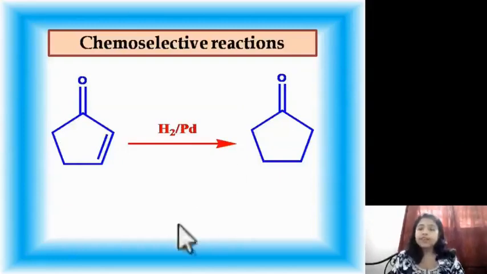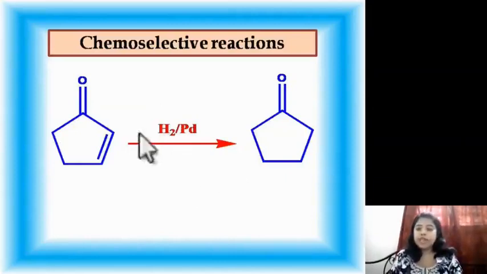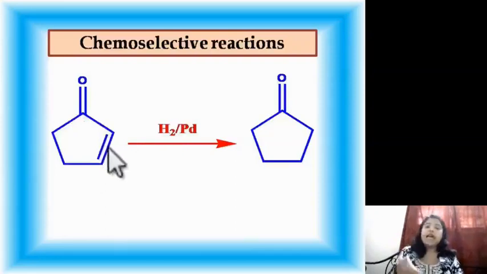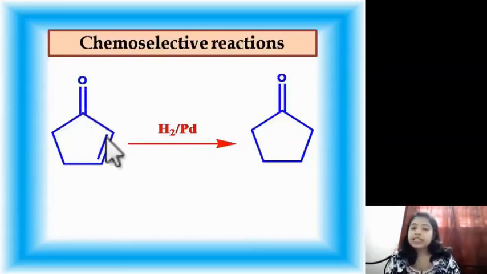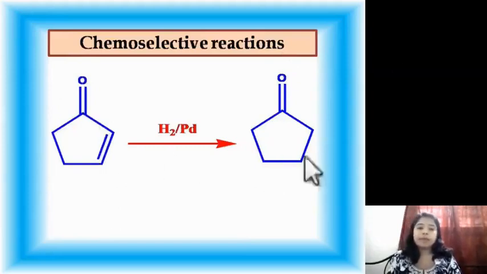After discussing regioselective reactions, now we will discuss chemoselective reactions. In chemoselective reactions, you have two functional groups. Out of these, only one functional group will be attacked by the reagent and the other functional group will remain intact as it was. As you can see here, this is an olefinic double bond, and this is a carbonyl double bond. The carbonyl group remains intact, but the double bond is getting reduced. So this is a good example of chemoselective reduction.